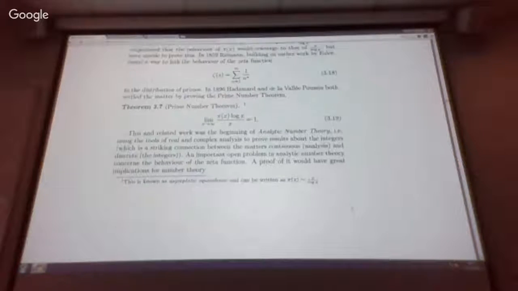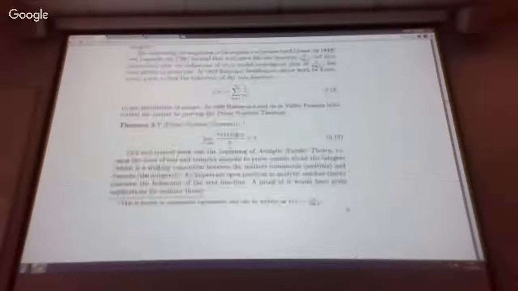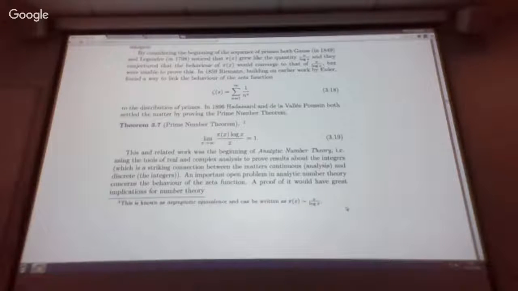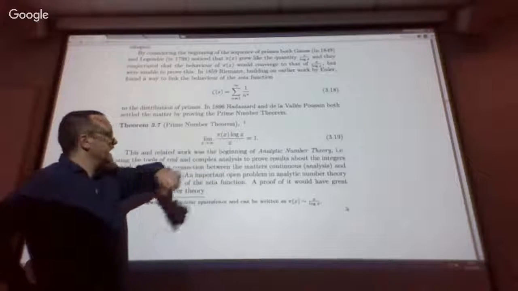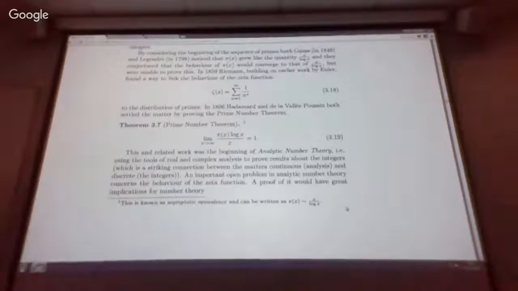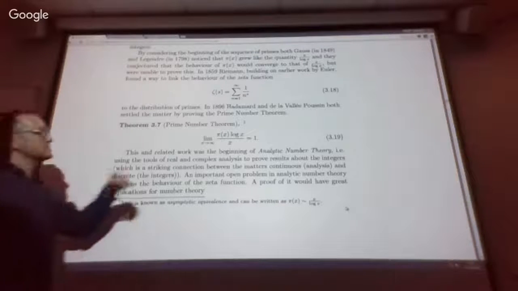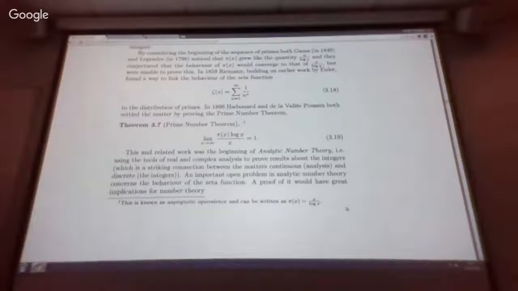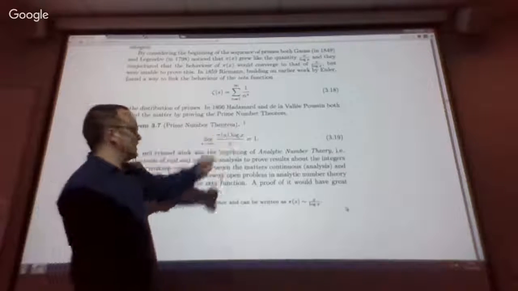Now I'll have a look at that in a moment. I'll show you some interesting plots. It says that basically, asymptotically, the value of pi of x is approximately x divided by log x. So the number of primes less than an integer x in the long run is relatively converging to the quantity x divided by log x. So when you take the limit of the ratio of them, it converges to 1.